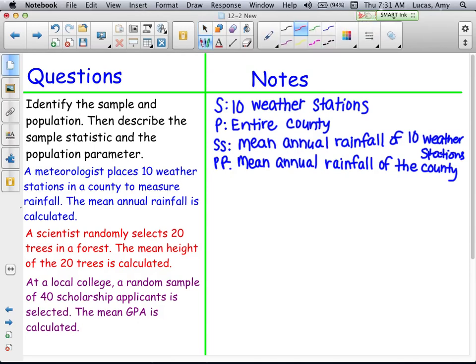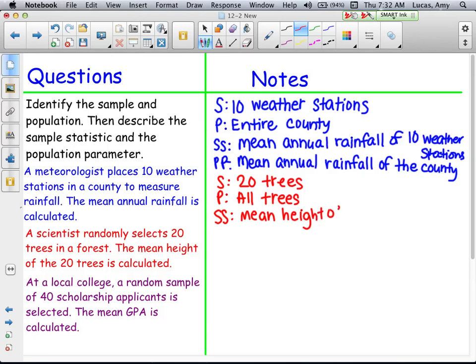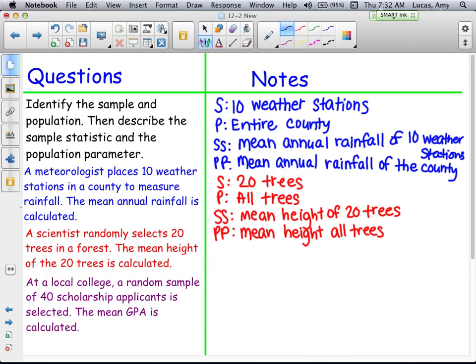Okay, the next one, a scientist randomly selects 20 trees in a forest. The mean height of the 20 trees is calculated. So the sample, 20 trees. The population would be all trees in the forest. Our sample statistic, the mean height of the 20 trees. And the same thing, but for the entire population. So population parameter, mean height, all trees. And if you want to put in a forest, you could add that, but I won't be that picky.